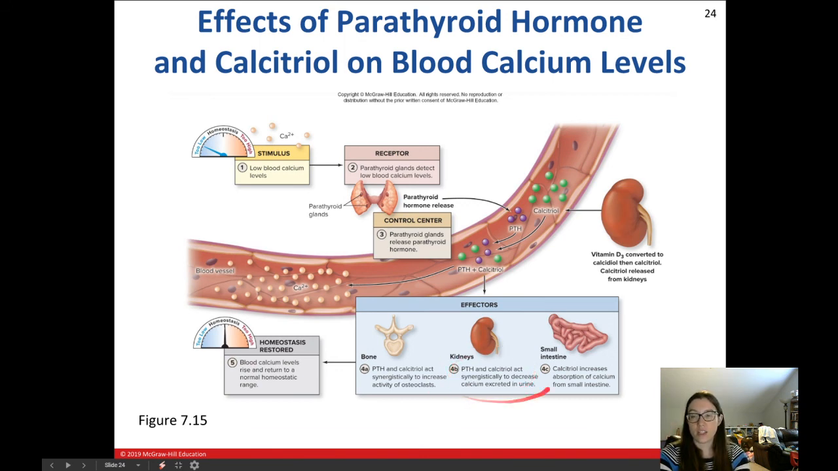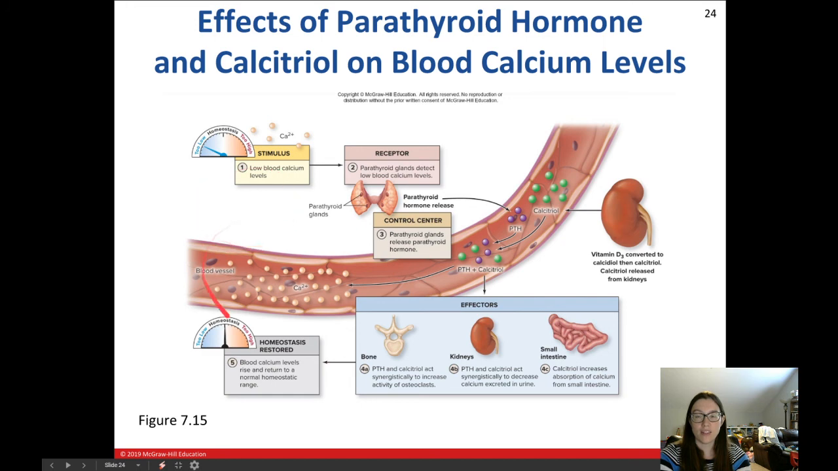They're going to act synergistically together at the kidneys to decrease the calcium excreted in the urine. So we're going to be saving more calcium. We're going to be reabsorbing calcium from the urine. And then finally, at the small intestine, calcitriol alone, this green one, is going to help increase absorption of calcium from the small intestine. So from whenever we're eating or drinking, from that milk that we drank. And so all of these things together should help to increase blood calcium levels again and restore blood calcium levels.